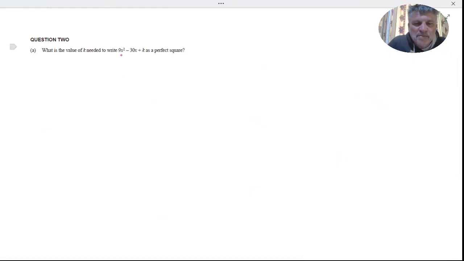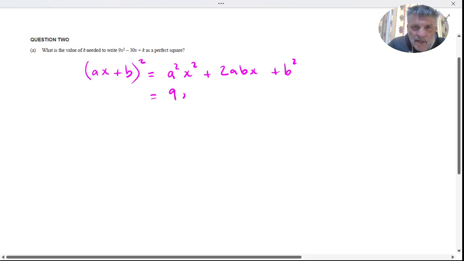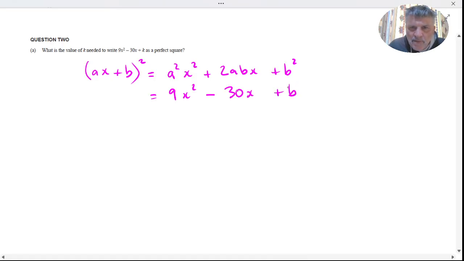So to write this as a perfect square, there's multiple ways you could do this. We need a linear term like this squared, which is going to be a squared x squared plus 2abx plus b squared, and we need that to be 9x squared minus 30x plus k. What did they have last year, plus or minus 30x plus b squared plus k.